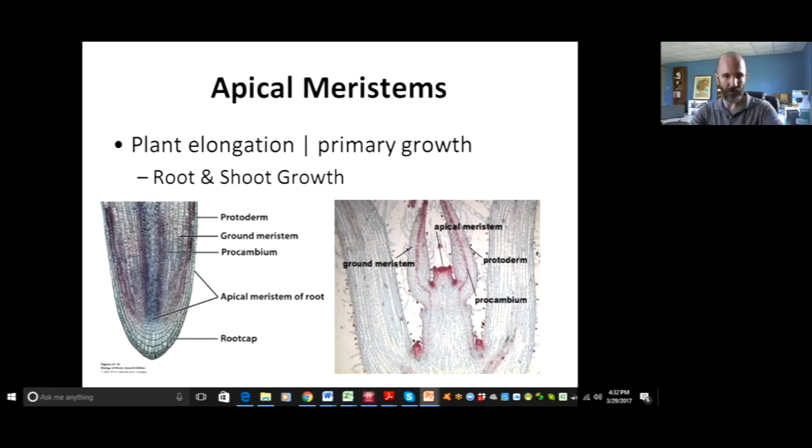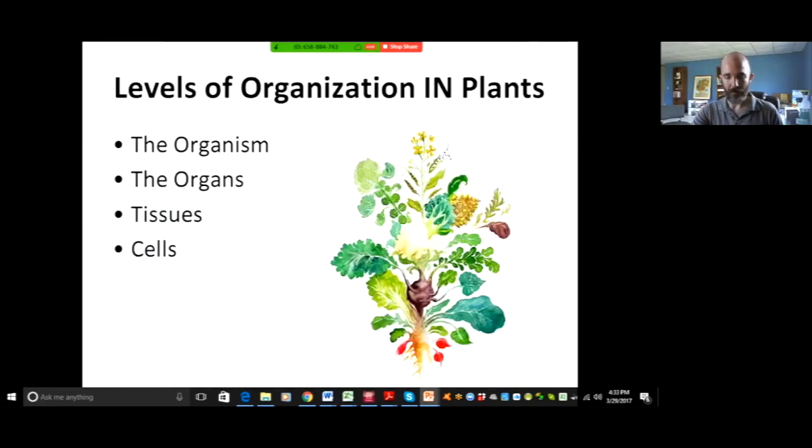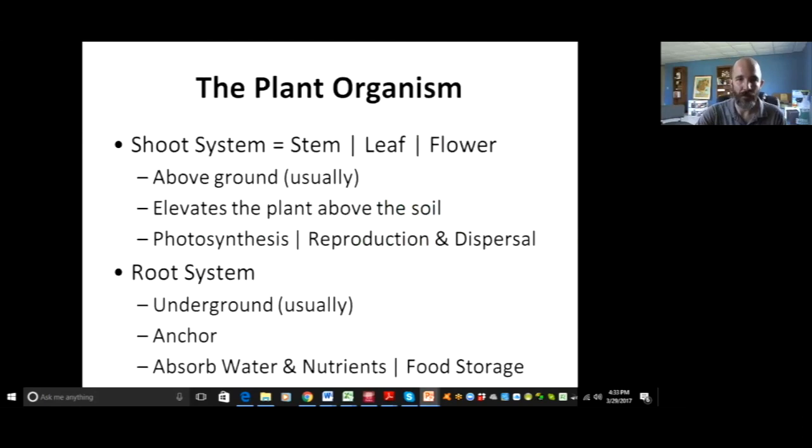So it's really cool to see these kinds of things, with the root and the root cap, and how the plant differentiates itself and organizes itself. Fascinating stuff. So you have levels of organization in plants. You have the organism itself, you have the plant organs, then you have the tissues of the plant, and then you have the cells of the plant. The organism is fairly familiar.